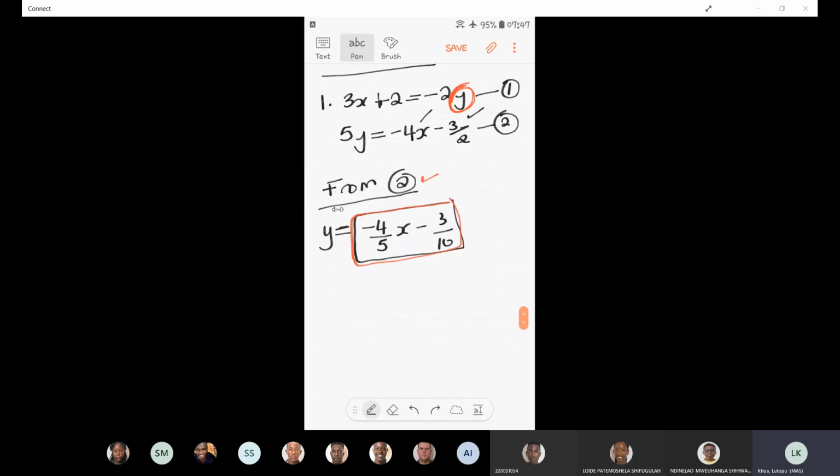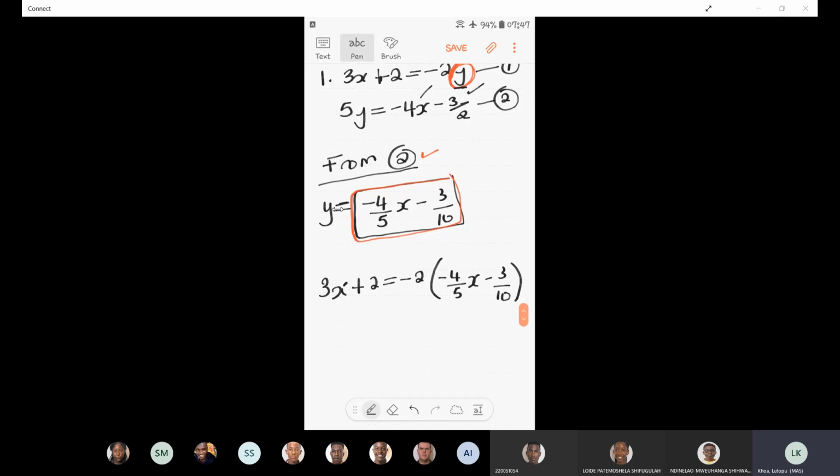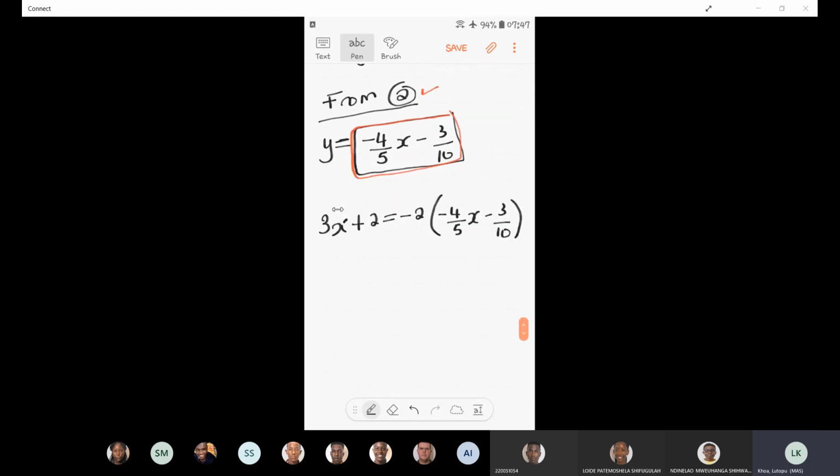So I have 3x plus 2, which is equal to negative 2 times negative 4 over 5x minus 3 over 10. Remember, I'm only substituting the y, so everything else must remain the same. Then I will multiply out the brackets. Remember how we do that.